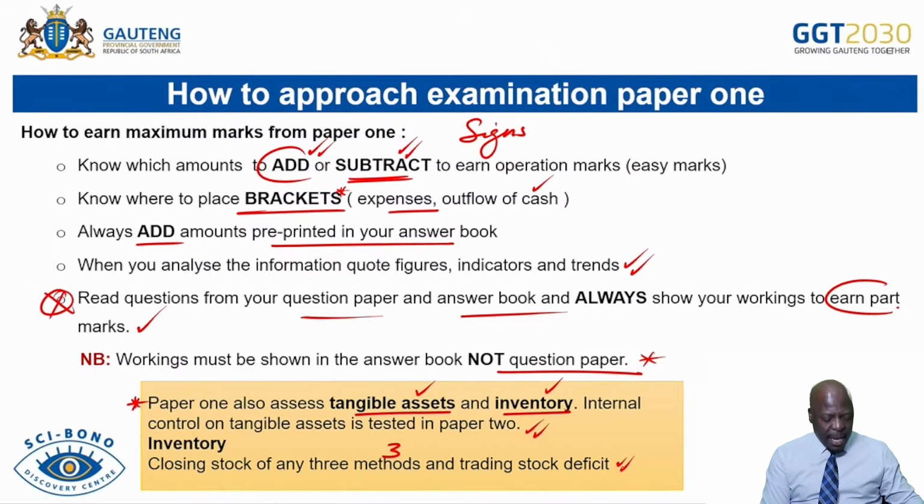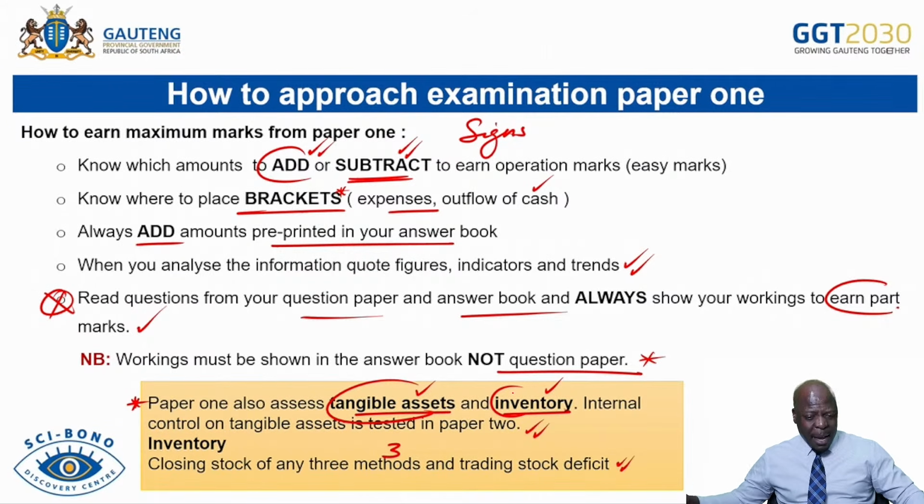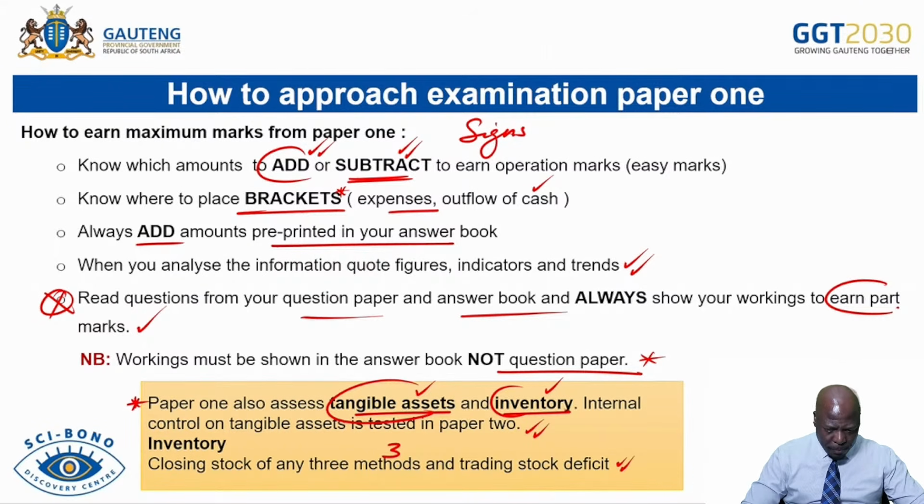You will see as I engage with today's paper that tangible assets can be tested in both paper 1 and paper 2, as well as inventory can be tested in both paper 1 and paper 2. There are certain aspects that can be tested in paper 1 and certain aspects only remain in paper 2. But it is key that you know all your 3 methods of inventory valuation.